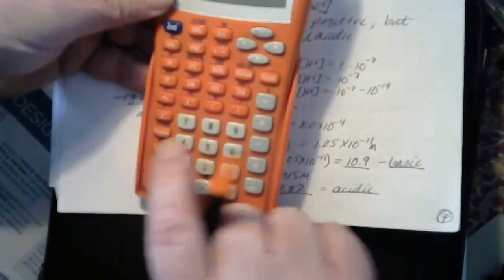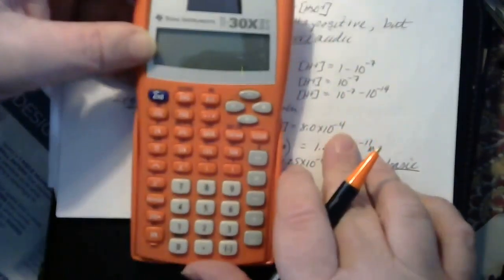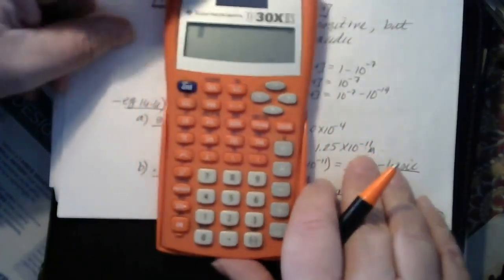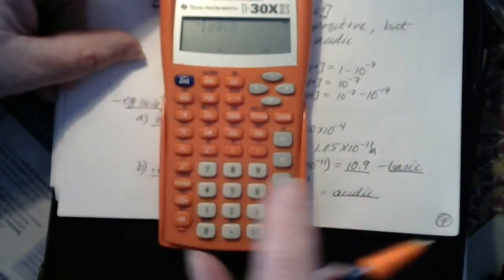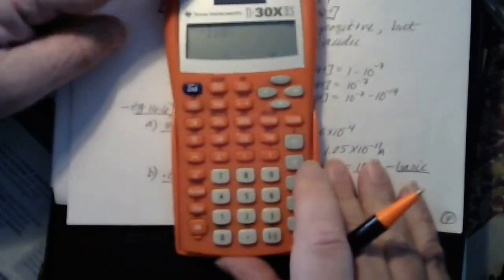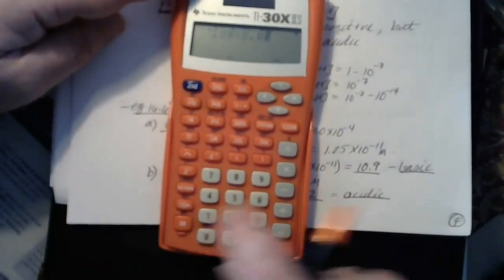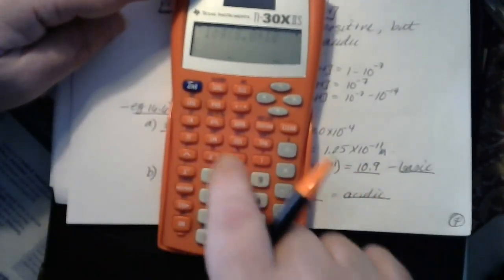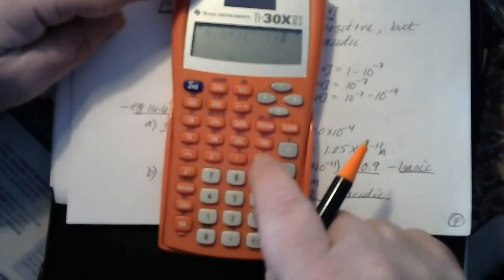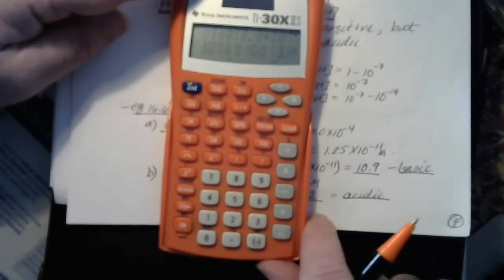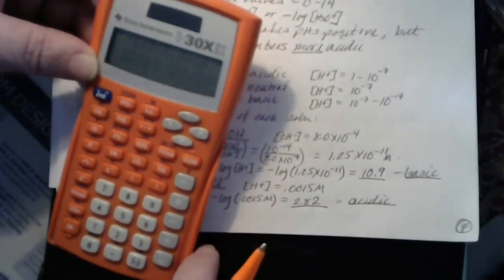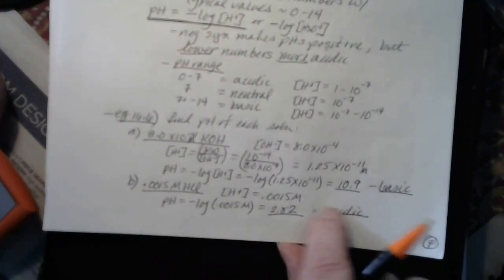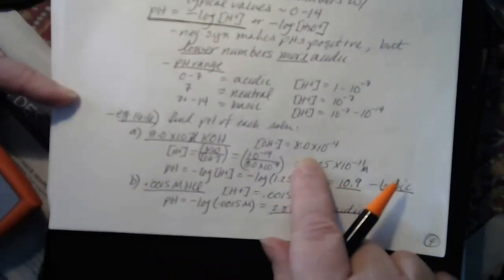To actually do that, you can just go negative log, and then what was it, 8.0 times 10 to the minus 4? And you get, wait a minute, what? Oh yeah, sorry, I was using the OH minus concentration.